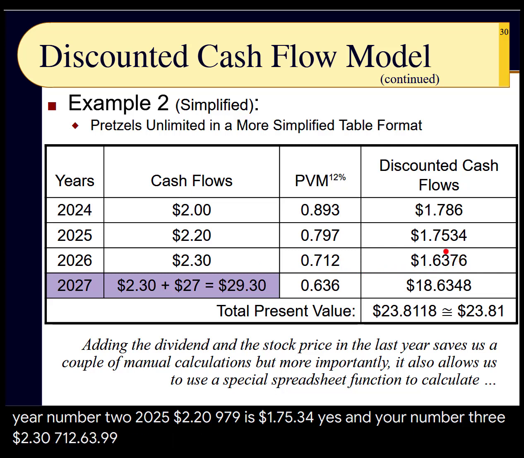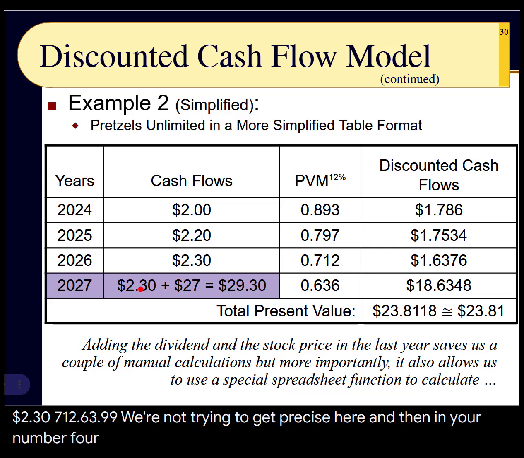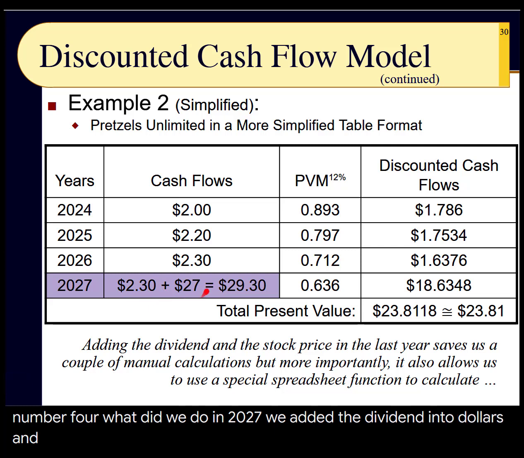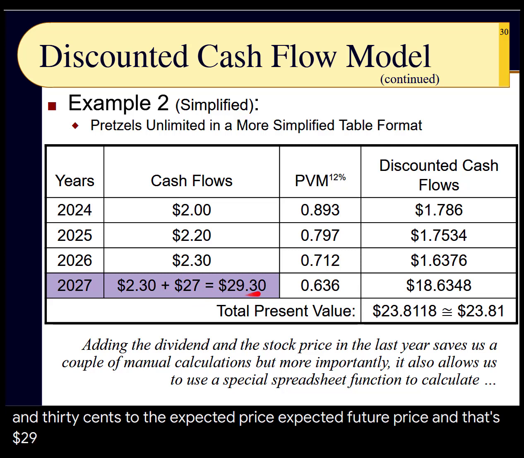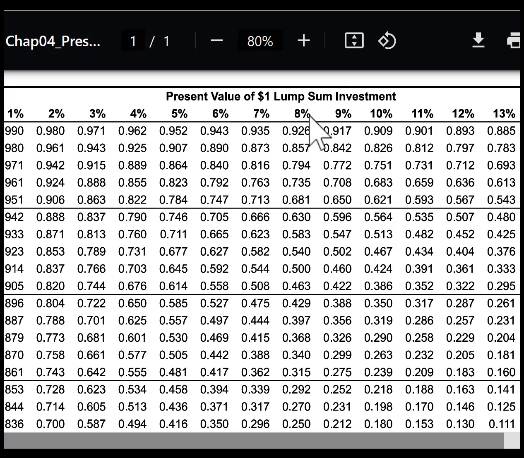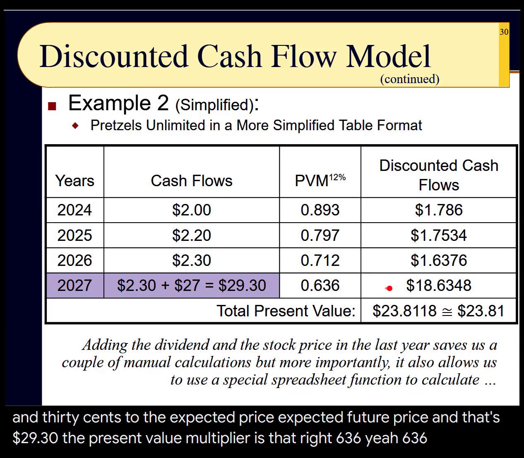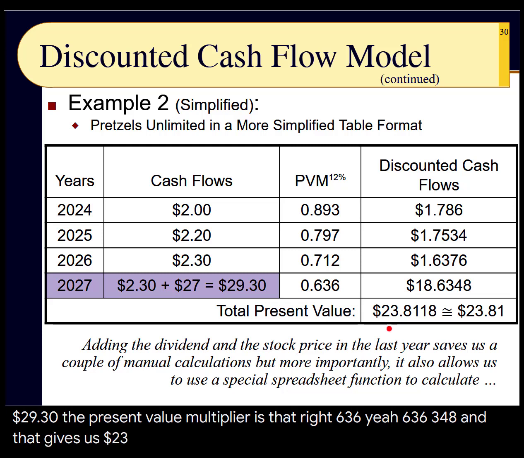You don't have to worry about using all the digits, but I do. We're not trying to get precise here. And then in year number 4, what did we do? In 2027, we added the dividend of $2.30 to the expected future price, and that's $29.30, multiplied times the present value multiplier. Is that right? 0.636? Yeah, 0.636, right? I'm sorry, I was all of a sudden doubting myself here. 18.6348, and that gives us $23.81.